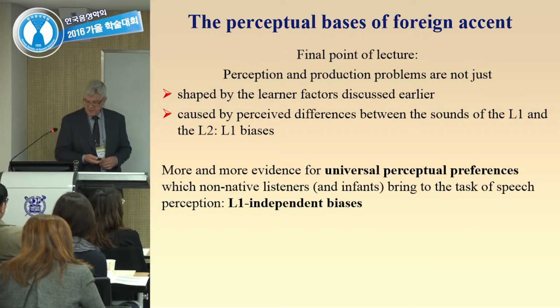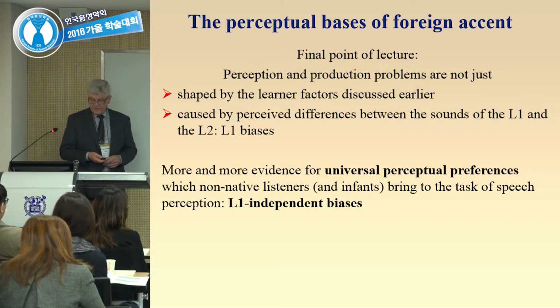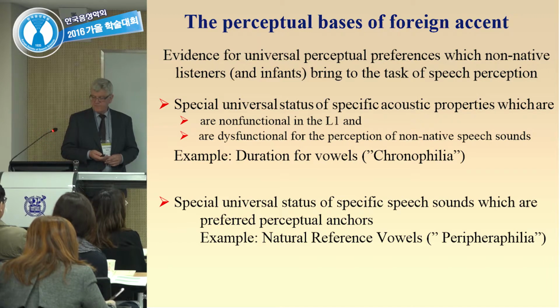So the final point of this lecture is that perception and production problems are not just shaped by the learner factors discussed earlier, not just caused by perceived differences between the sounds of the first and the second language, by native language biases, in other words. There is more and more evidence for universal perceptual preferences which non-native listeners and also infants bring to the task of language learning. These are L1 independent biases. I will talk about the special universal status of specific acoustic properties which are non-functional in the L1 and dysfunctional for the perception of non-native speech sounds. And the example of this is duration for vowels.